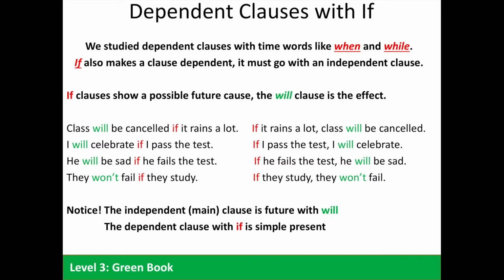Some examples: class will be canceled if it rains a lot. Or if it rains a lot, class will be canceled. I will celebrate if I pass the test. If I pass the test, I will celebrate. He will be sad if he fails the test. If he fails the test, he will be sad. They won't fail if they study. If they study, they won't fail.